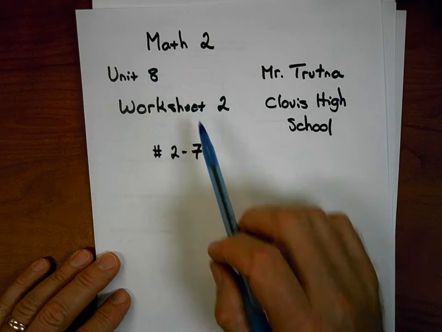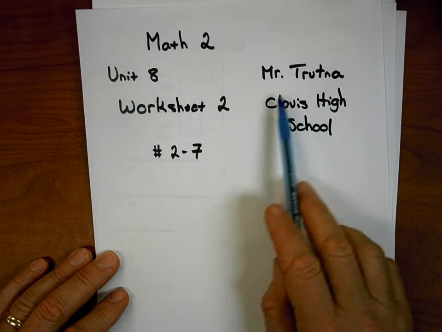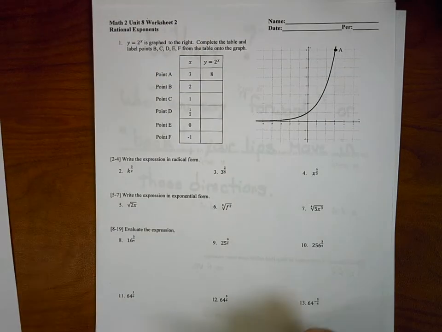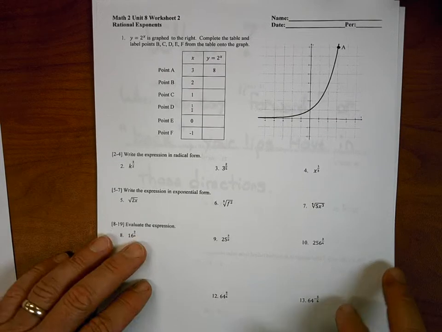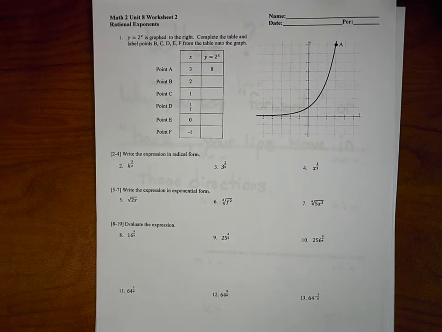Math 2, Unit 8, Worksheet 2. We're just going to go over numbers 2 through 7. This is Mr. Trutna from Clovis High School. And here is our worksheet. Okay, so once again, we're just going to do numbers 2 through 7.